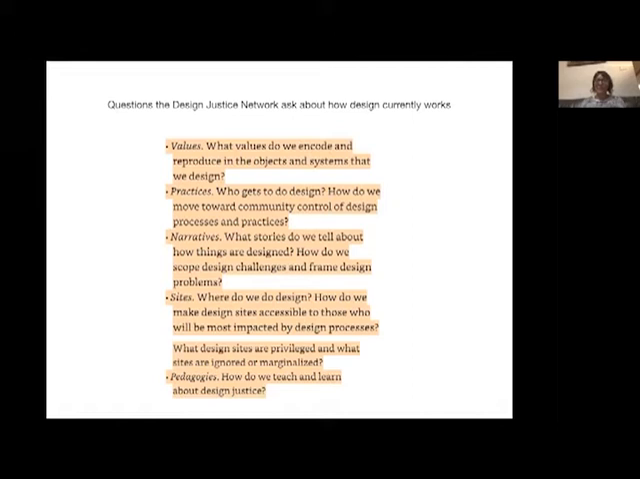Questions the Design Justice Network asks about how design currently works: values. What values do we encode and reproduce in the objects and systems that we design?